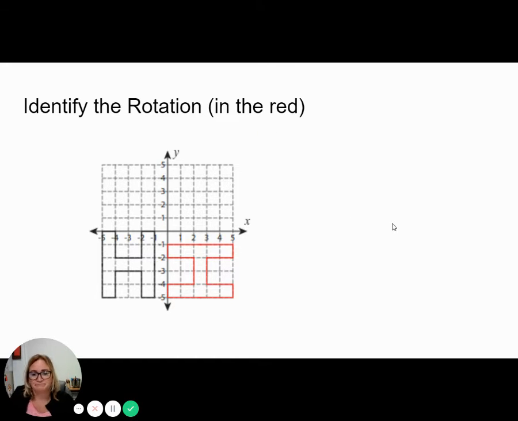Let's look at this one. Again, the first thing we have to determine is counterclockwise or clockwise. We're moving from the black figure to the red figure. Are we moving in a clockwise or a counterclockwise direction? So hopefully on this one, you said counterclockwise. We're going this direction, right? This way. So now again, how many quadrants did we move? Well, we moved 1 quadrant. So this one is a 90-degree counterclockwise movement.